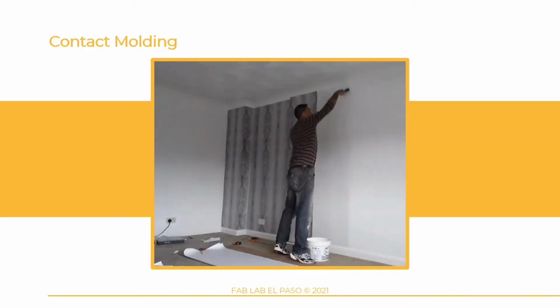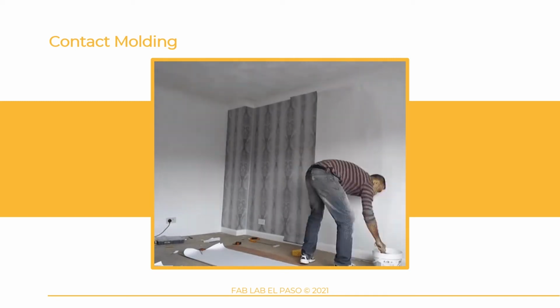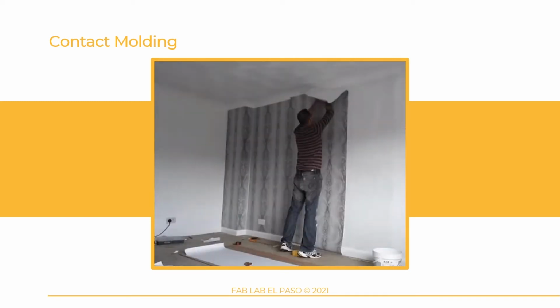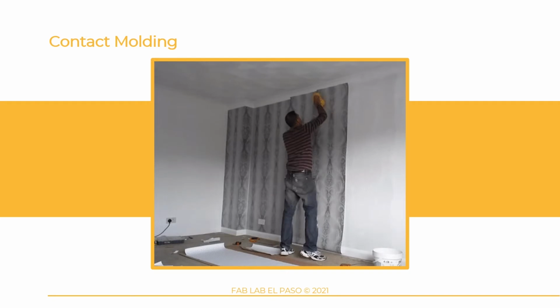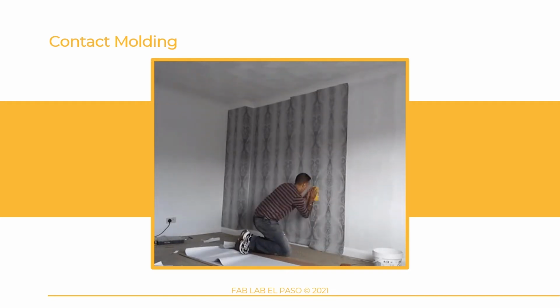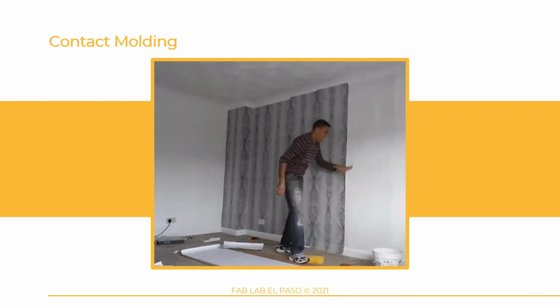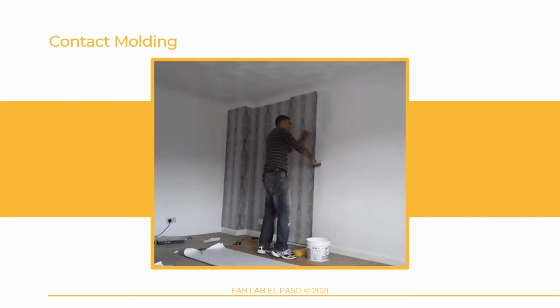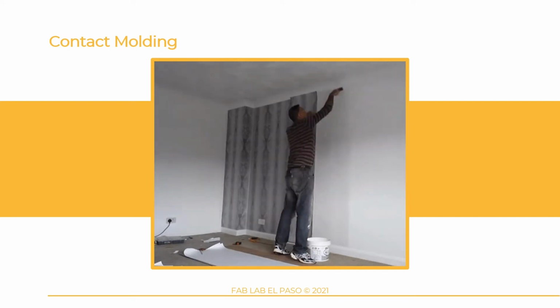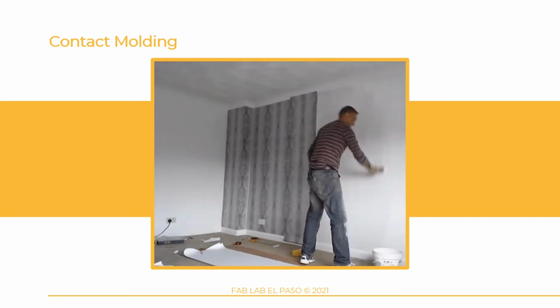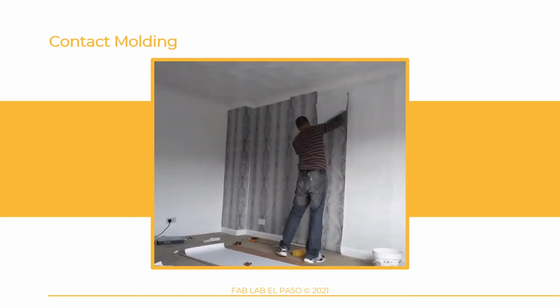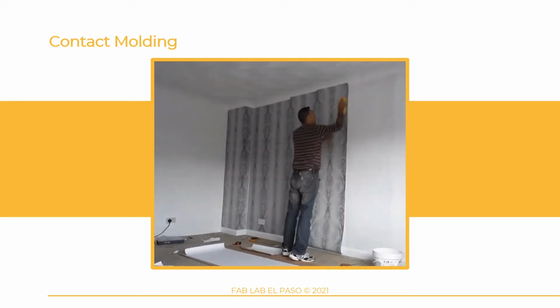Contact molding is a simple and popular manufacturing type for composite materials. To understand this process, we can think about the steps of installing wallpaper in your home. First, a primer or light adhesive is applied to the walls. Then the paper is carefully spread out onto the wall. And finally, an adhesive is brushed onto the paper to adhere it to the wall and also to harden the paper.